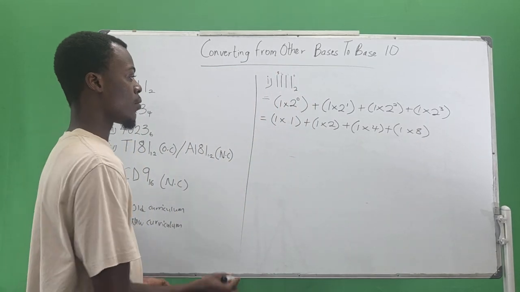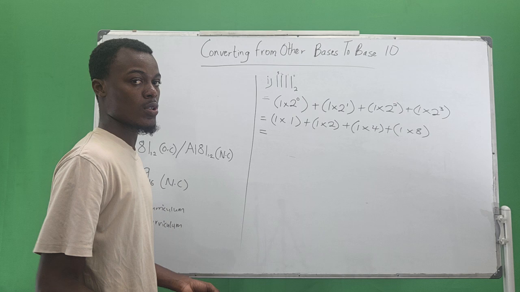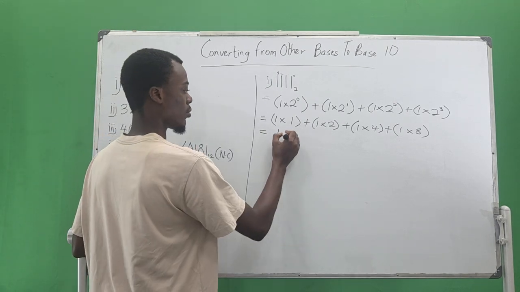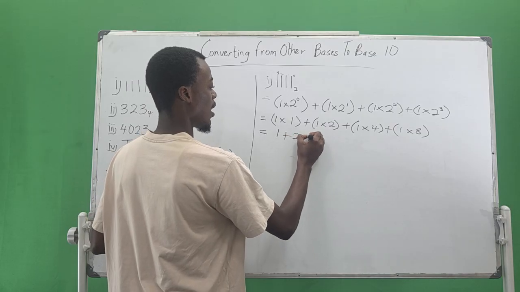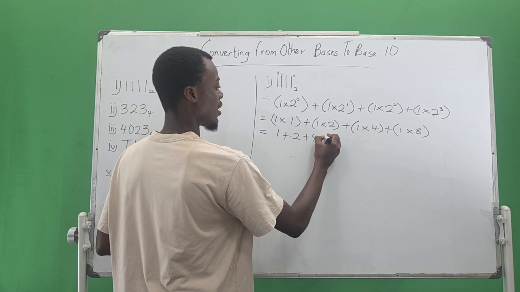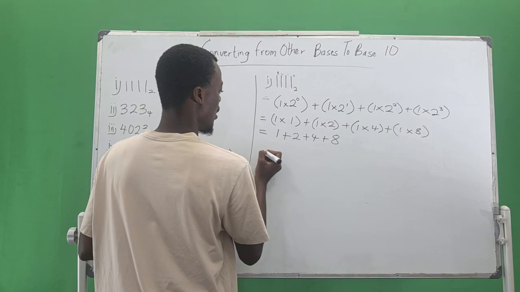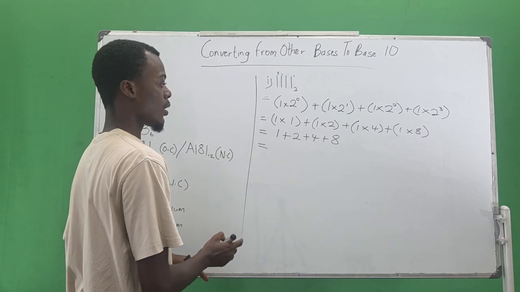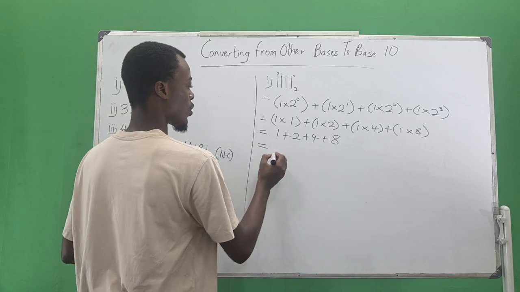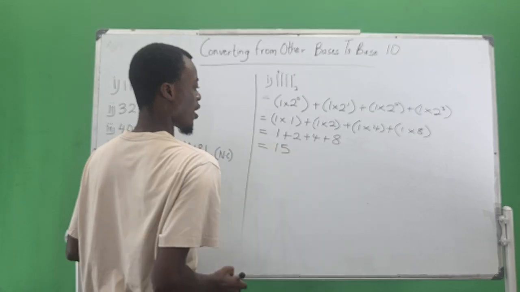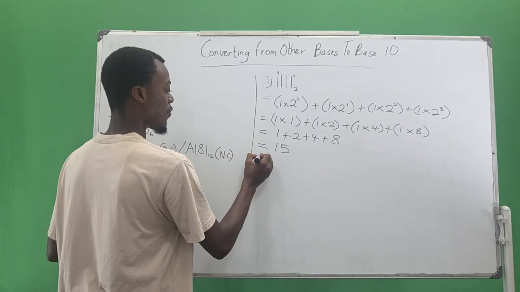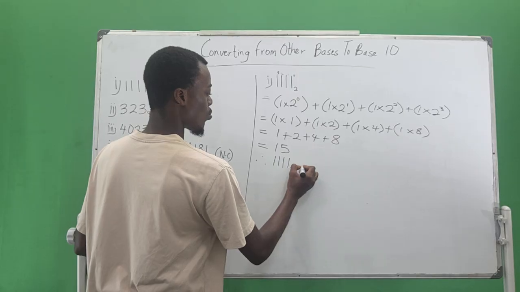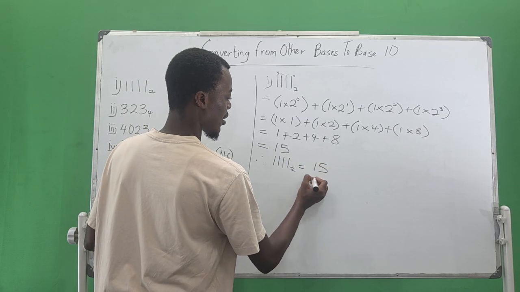Moving forward, 1 times 1 is 1, 1 times 2 is 2, here is 4, and here is 8. Now, 1 plus 2 plus 4 plus 8, what do you get? 15. Therefore, 111 base 2 is equal to 15.